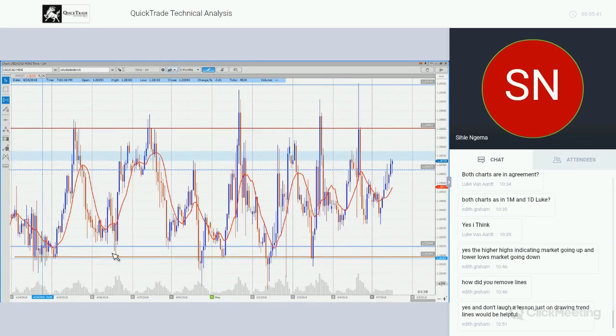We are range bound here. We've been trading like this since the 24th or the 25th of April, and the market is still stuck within that range. It's just understanding these support and resistance levels. Once you understand those, you know exactly where you go in and buy that market and when to get out, when you don't really have to buy that market.